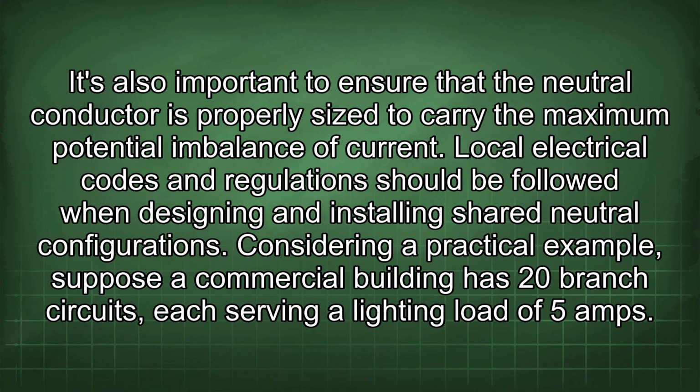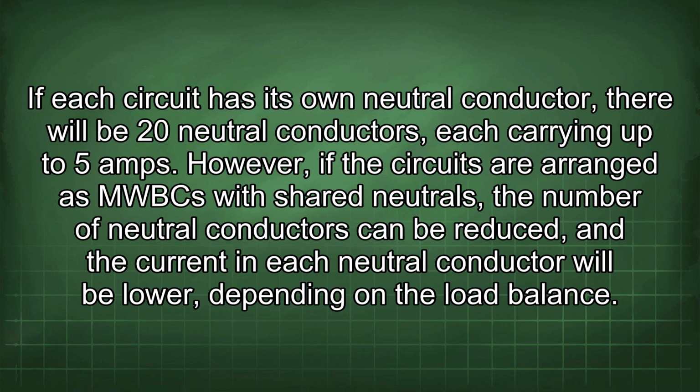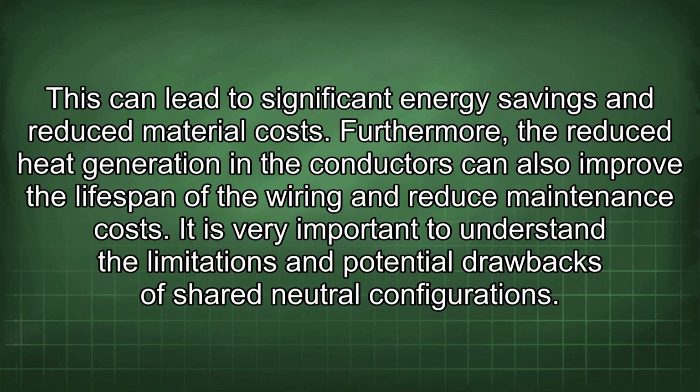Considering a practical example, suppose a commercial building has 20 branch circuits, each serving a lighting load of 5 amps. If each circuit has its own neutral conductor, there will be 20 neutral conductors, each carrying up to 5 amps. However, if the circuits are arranged as MWBCs with shared neutrals, the number of neutral conductors can be reduced, and the current in each neutral conductor will be lower, depending on the load balance. This can lead to significant energy savings and reduced material costs. Furthermore, the reduced heat generation in the conductors can also improve the lifespan of the wiring and reduce maintenance costs.